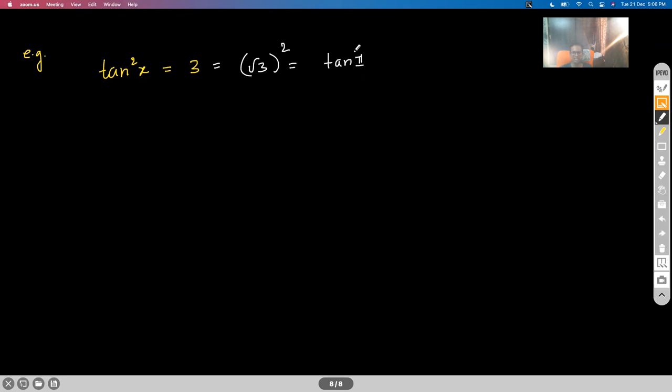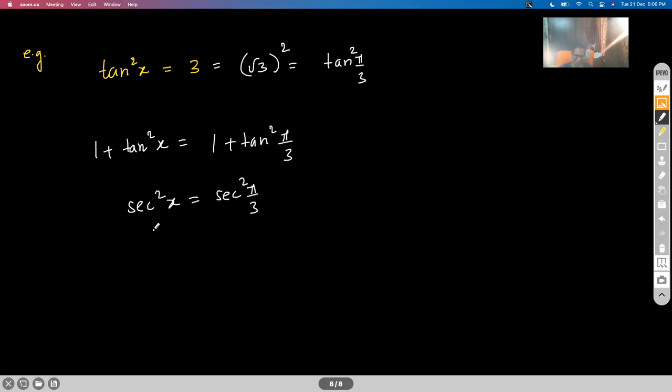Let's write it like this. It is as good as saying, reciprocal of this, or you can say add a 1 to this. It is as good as saying this. Correct? Which is as good as saying this. If you reciprocate it, it is as good as saying this. And this is something which we have already figured out, which was n pi plus minus pi by 3, n being integer.